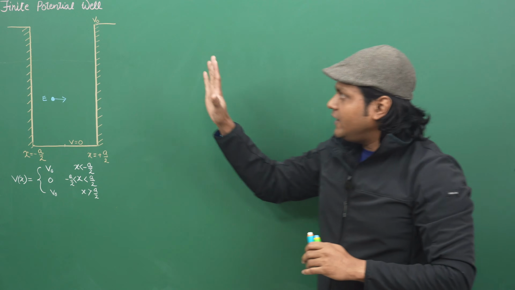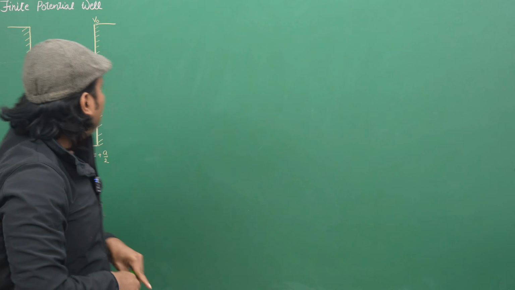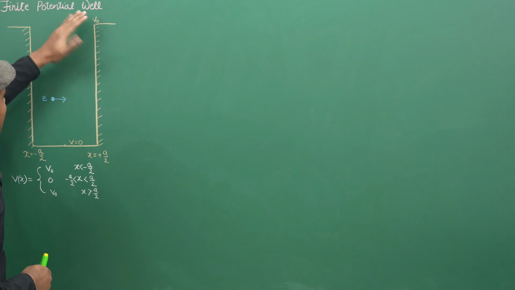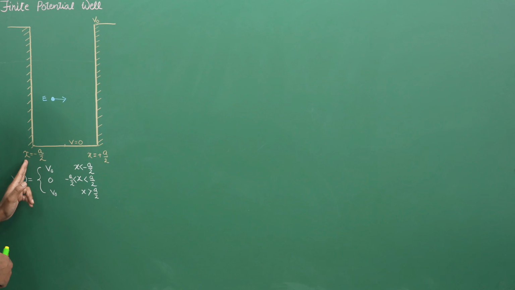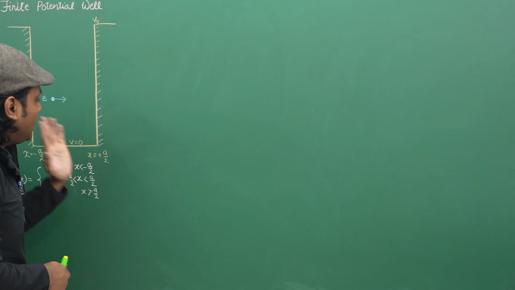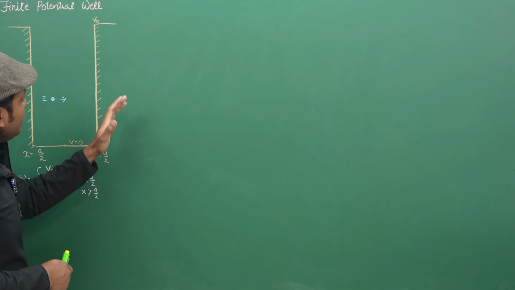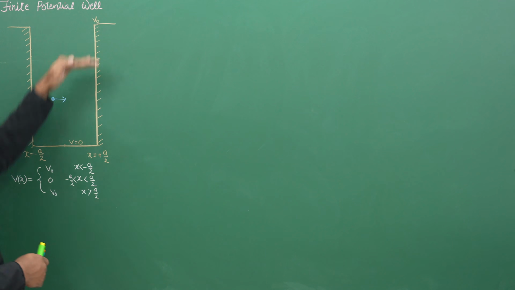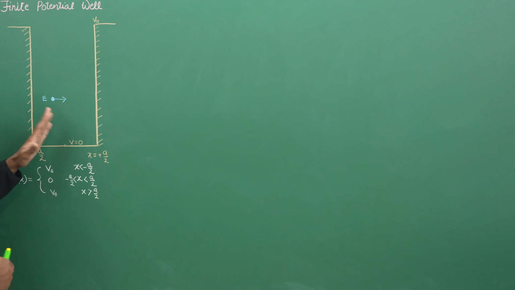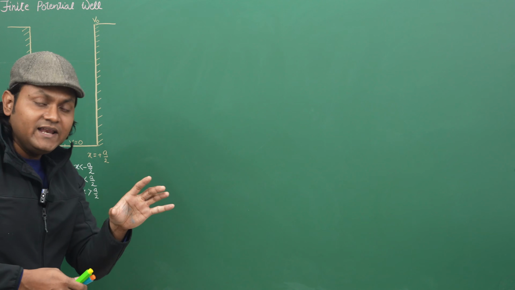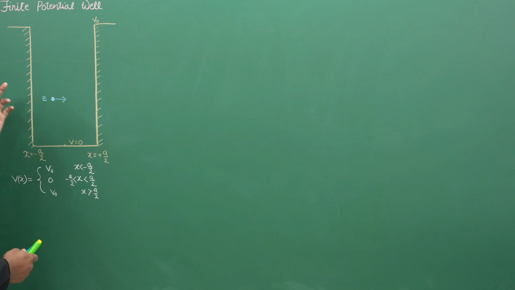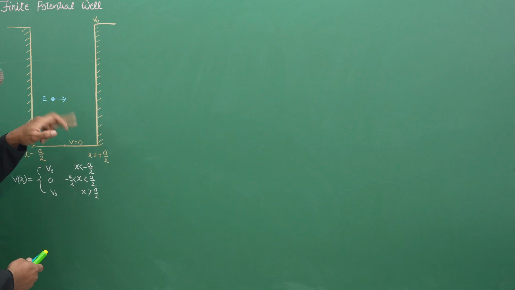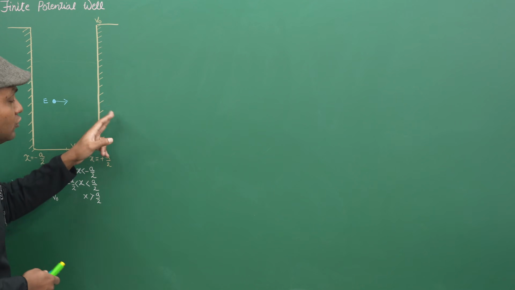So here we have a finite potential well with a depth of V0 and the range from x equal to minus a by 2 to x equal to plus a by 2. So this is a symmetric potential well of finite depth, and the particle has energy E. It is basically oscillating back and forth between these walls. So classically speaking, in this kind of scenario, a particle having energy E would simply have a momentum of root over 2mE bouncing back and forth between the walls.